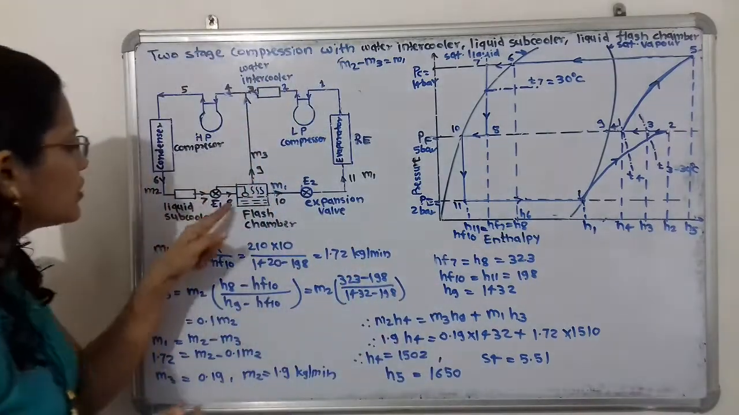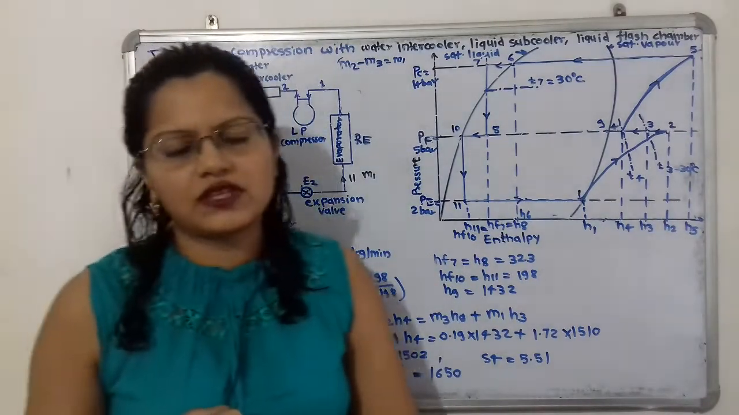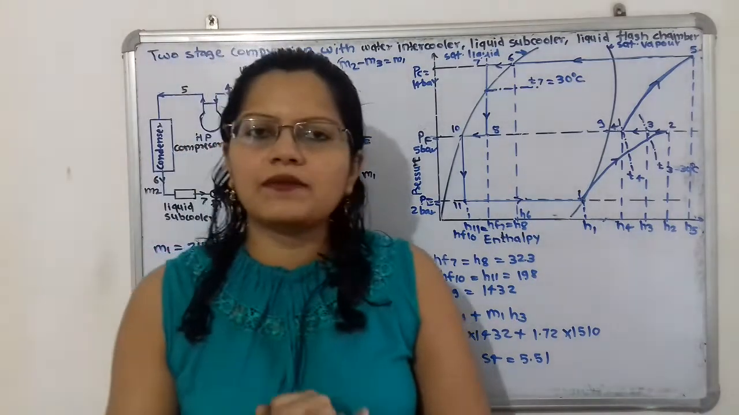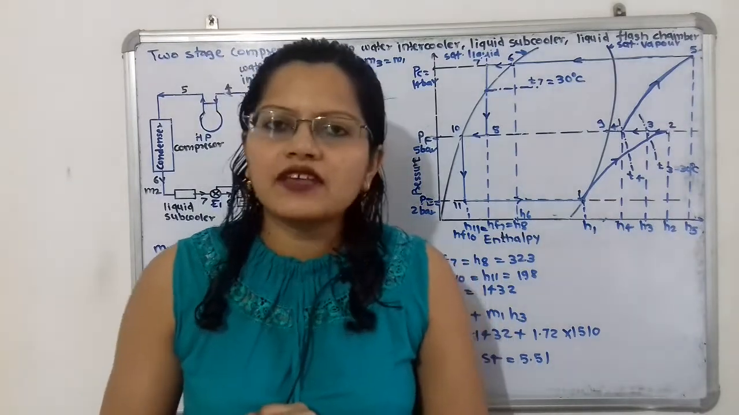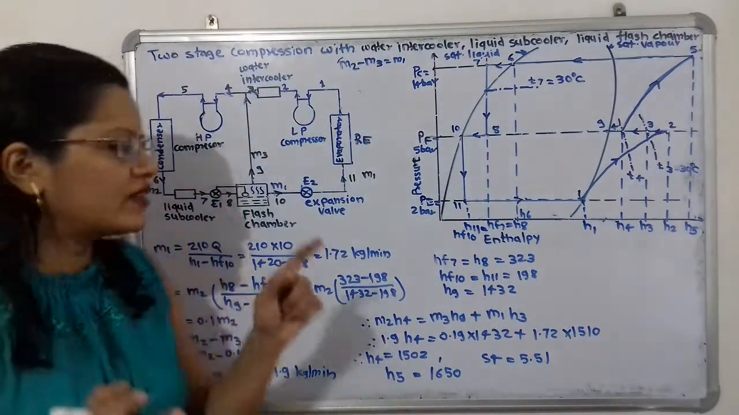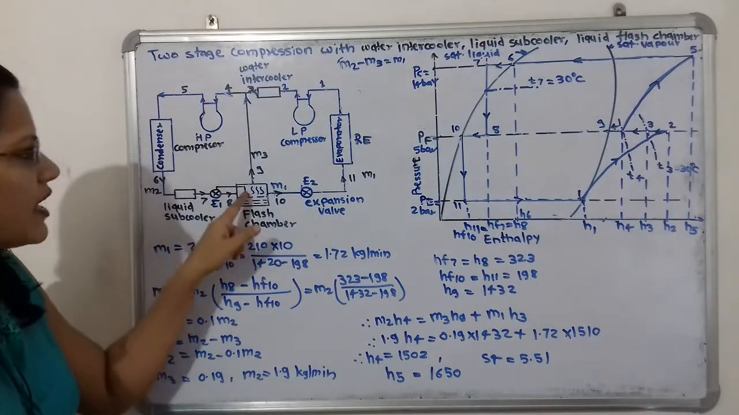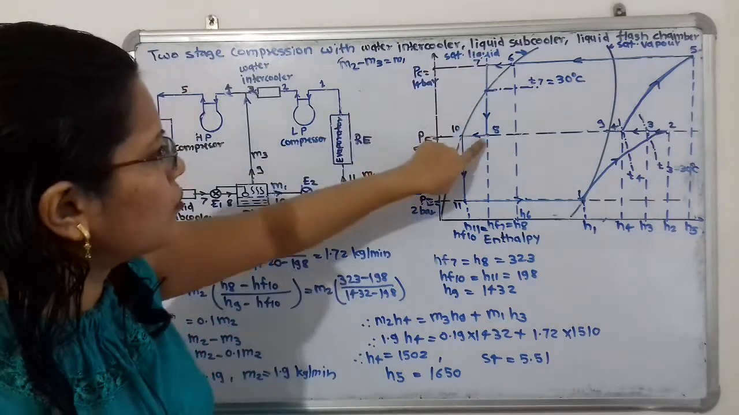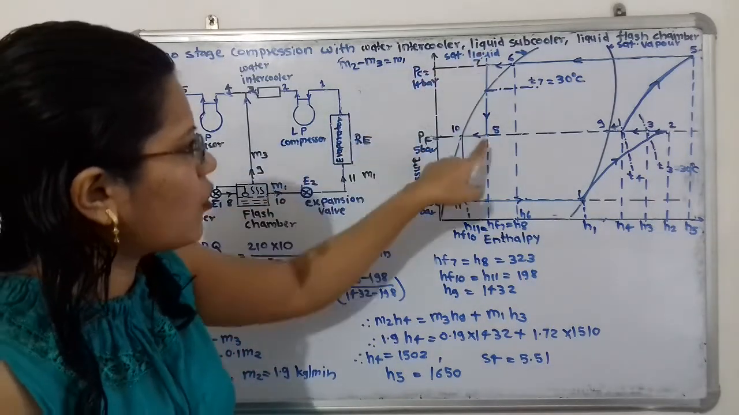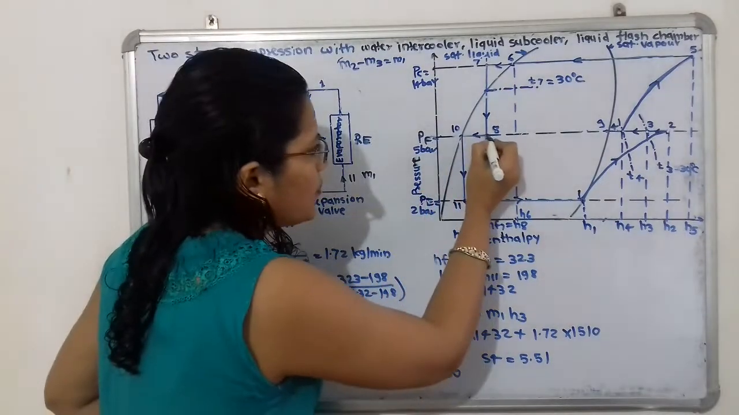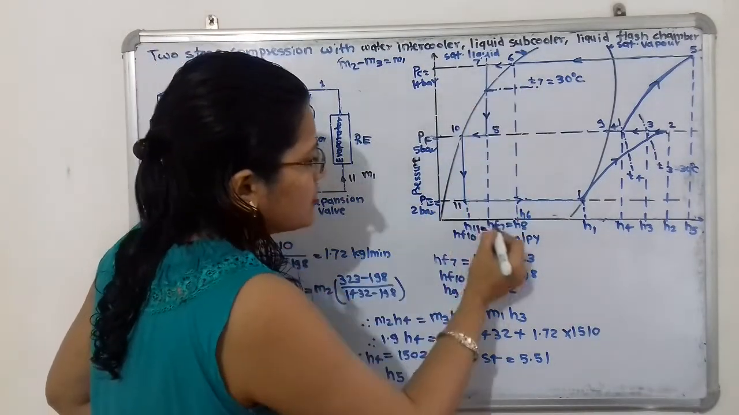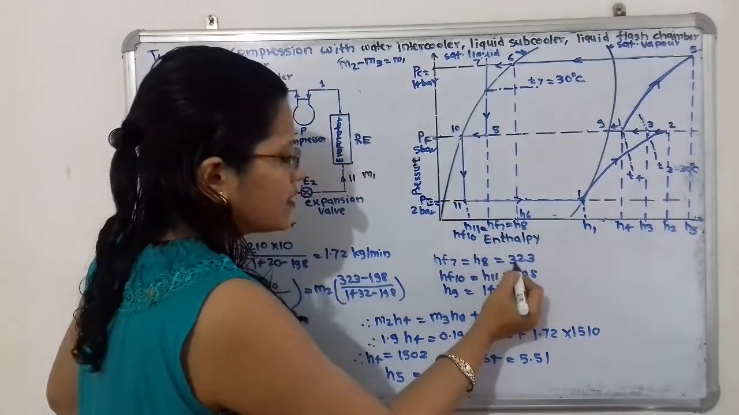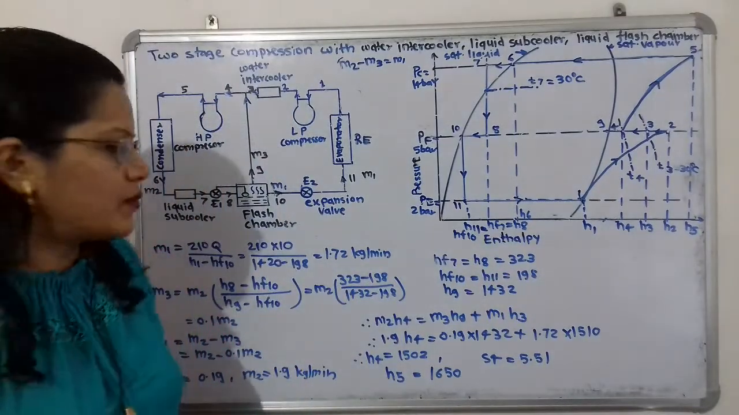Now again if we move to the next, there is the expansion process taking place from 7 to 8. This expansion process is taking place at constant enthalpy, and it is up to the flash chamber pressure. So what is the flash chamber pressure? That is 5 bar. So we have to extend this point 7 up to 5 bar with constant enthalpy. So here is the point 8. If we extend this, the enthalpy at point 7 and enthalpy at point 8 will be the same, and that is equal to 323 kilojoule per kilogram.